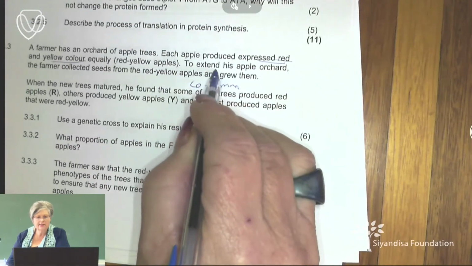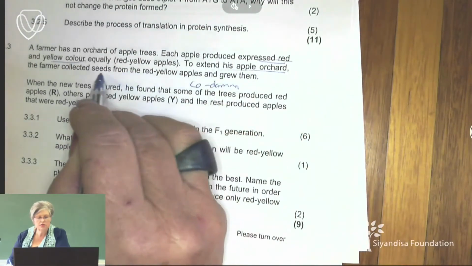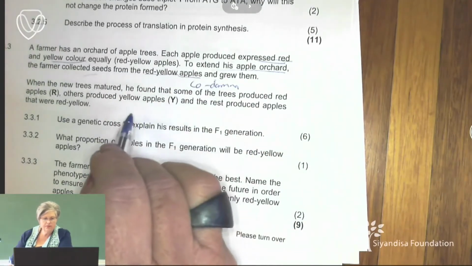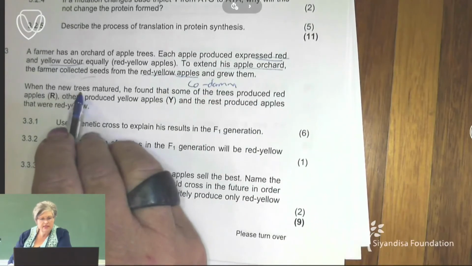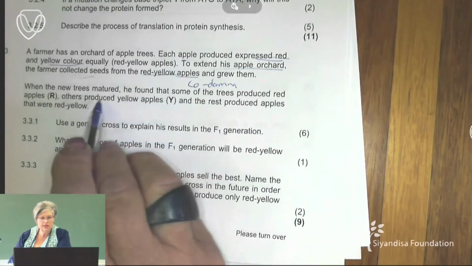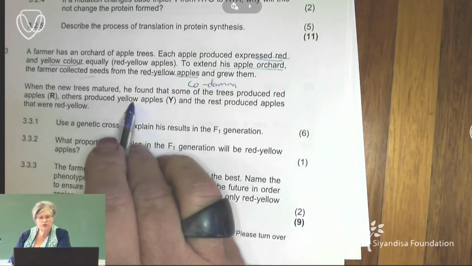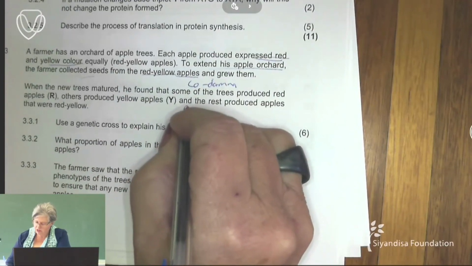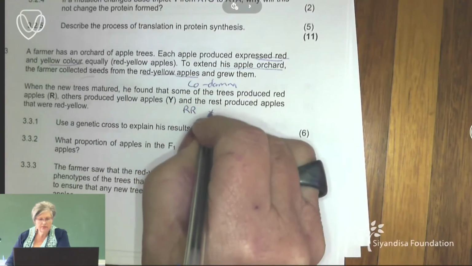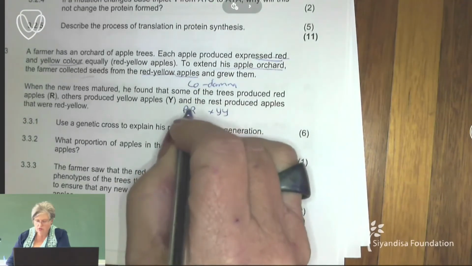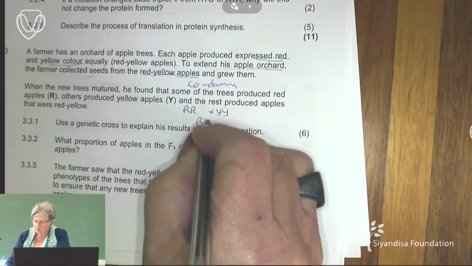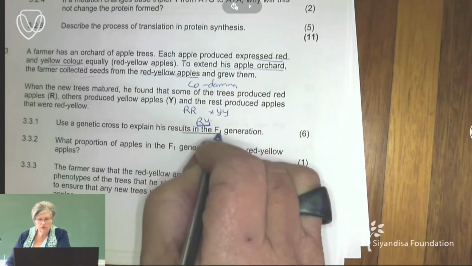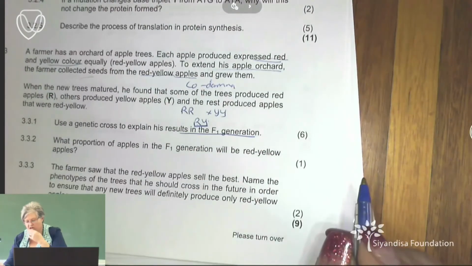Ne? To extend his apple orchard, the farmer collected seeds from the red and yellow apples and grew them. When the new trees matured, he found that some trees produce red apples while others produce yellow apples. Ne? Because the parents look like this. Ne? They were red and they were yellow. And all the offspring they produced were trees that are red with yellow patches. Ne? So do a cross to show this F1 generation.